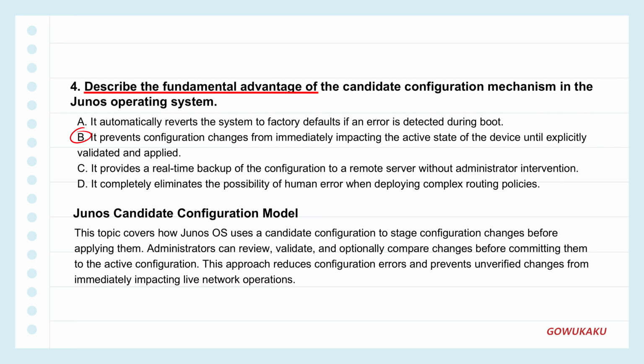In a lot of older networking systems, the moment you typed a command and hit enter, it went live instantly. Oh, wow. Yeah, if you mistyped an IP address, boom, you instantly disconnected a whole office. But Junos uses a candidate configuration, which is basically a sandbox. You build it, you review it, and then explicitly issue a command to make it active.